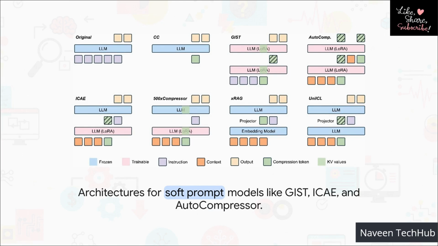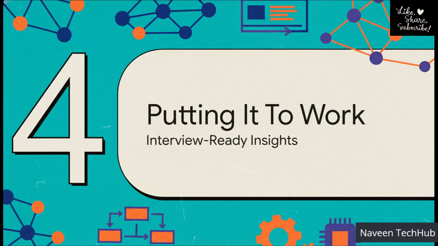Take the GIST model, for example. It uses a fine-tuned language model to basically squish a long prompt down into a few special GIST tokens. Other methods, like autocompressor, go even deeper and compress information right into the model's key value cache. That's like its short-term memory. Each one of these is a different engineering trade-off. GIST might give you amazing compression, but it takes a ton of resources to fine-tune, which might not work for your team.